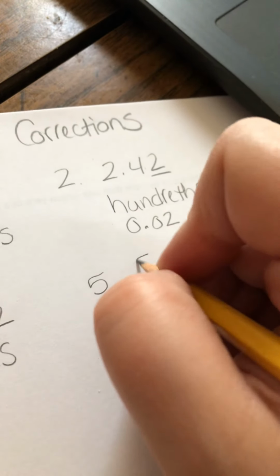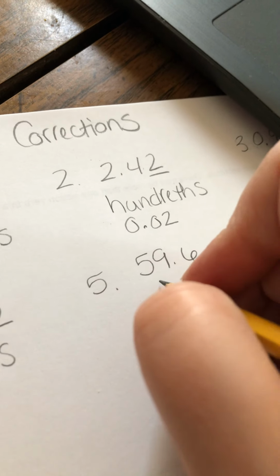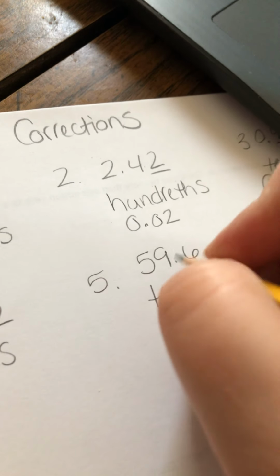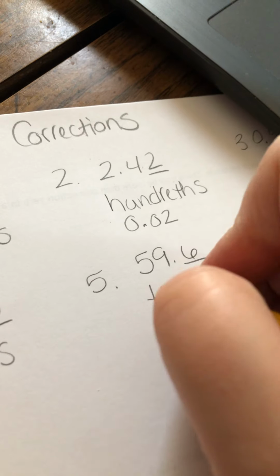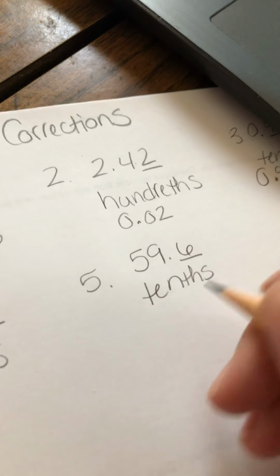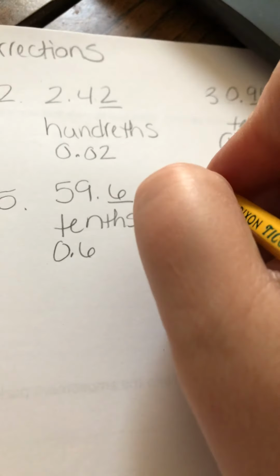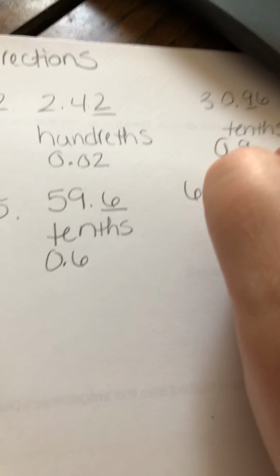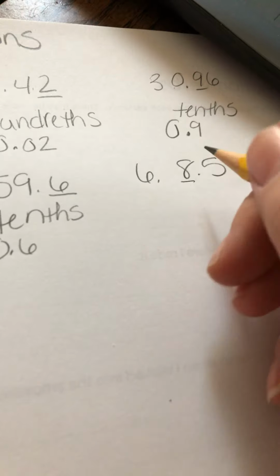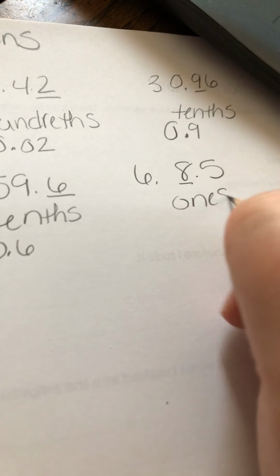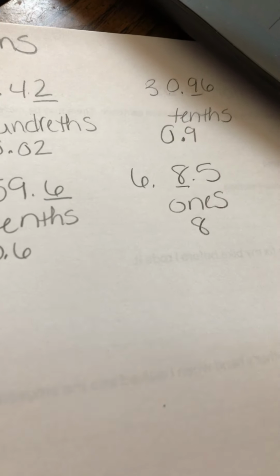Number 5, 59.6, and it's the 6 underlined. So it's the tenths place, and the value is 0.6, 6/10. Number 6 is 8.5 with the 8 underlined. It's the ones place, and the value is 8.